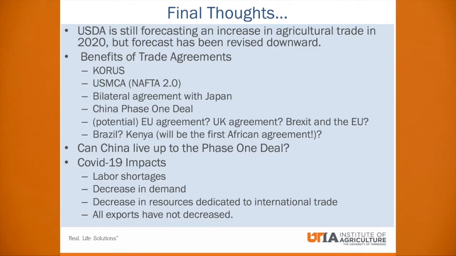And so I'll close with some final thoughts. Even though COVID-19 has had some negative impacts on U.S. and Tennessee agricultural exports, the USDA, thinking about trade moving forward, still expects to see some gain over 2019. A lot of that is about what the Chinese have committed to do with this phase one trade agreement.